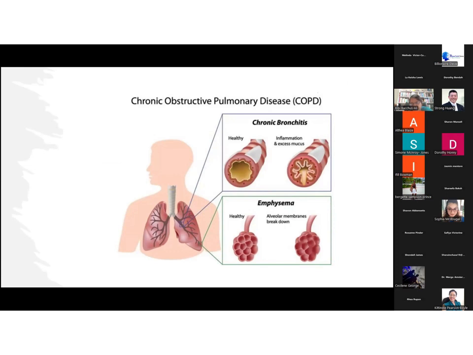And then emphysema, you see your nice alveoli, and then with alveolar destruction, you can see a reduction in alveolar membrane. And when that is reduced, you have decreased surface area for gas exchange. There is also decreased elastic recoil and compliance of the alveoli, which will result in air trapping.